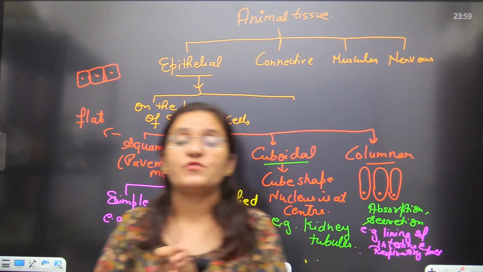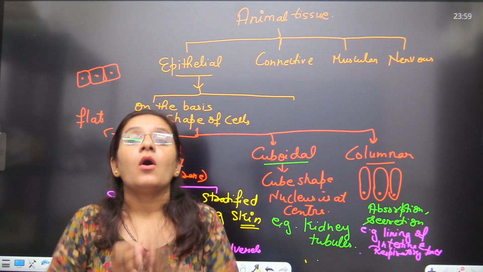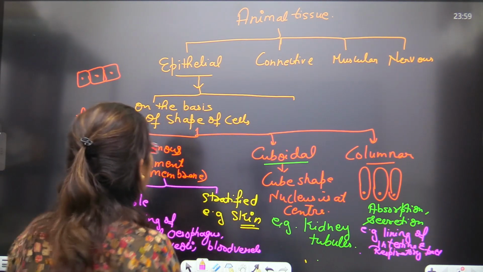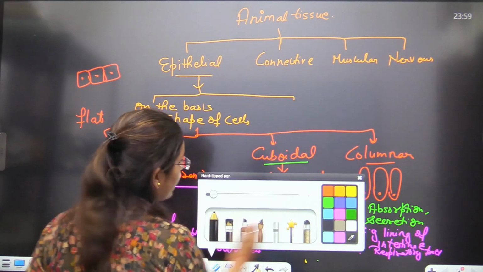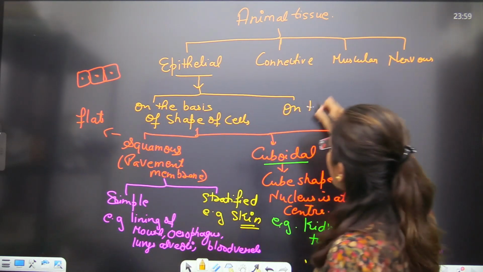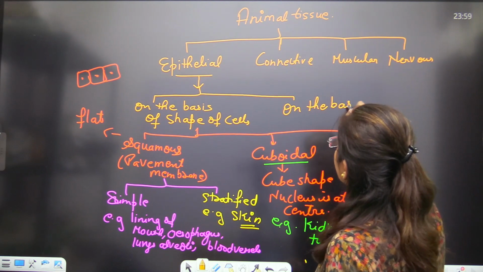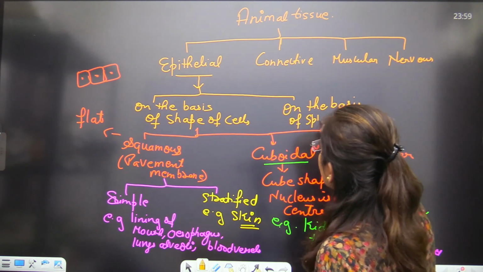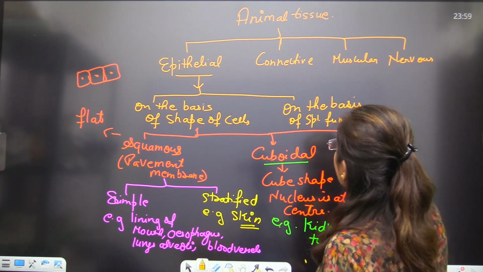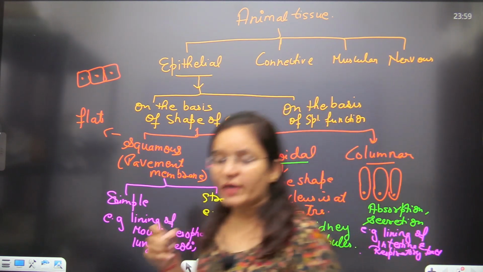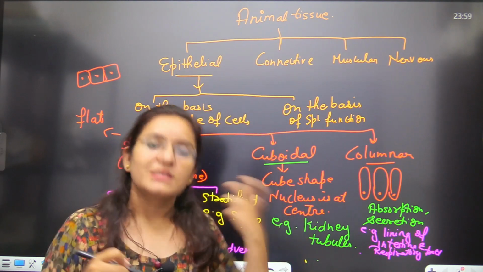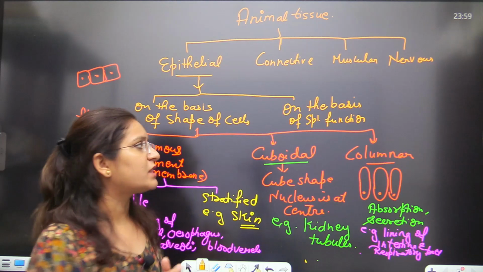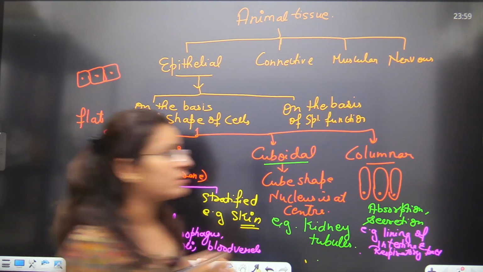Now we will classify epithelial tissue on the basis of their modification according to the function. Okay, so now we will classify it on the basis of specialized function. What were the main functions? Protection, absorption, secretion. Now they have some specialized function. Some modifications happen in them. So on the basis of specialized function, children, I divided it.